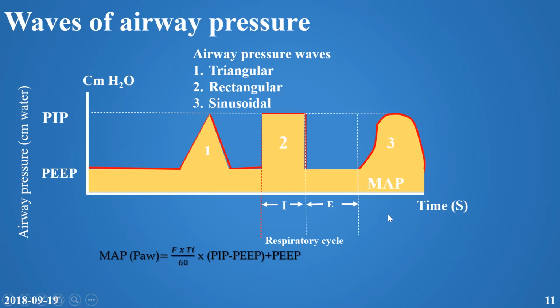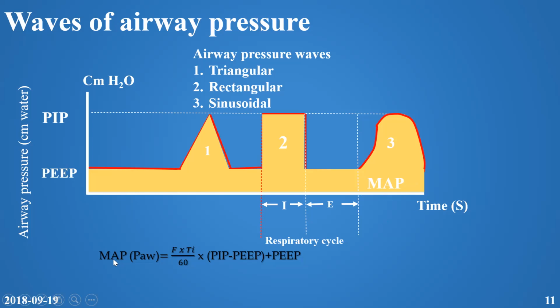So again, airway pressure: PIP, PEEP, MAP. There are three values. Don't look at the shapes. Forget the shapes. PIP is the pressure provided during inspiration. PEEP is the pressure provided during exhalation. MAP is the accumulation of everything: the PIP, the PEEP, the rate, and the duration of the PIP, or the inspiratory time. So all affect the mean airway pressure.